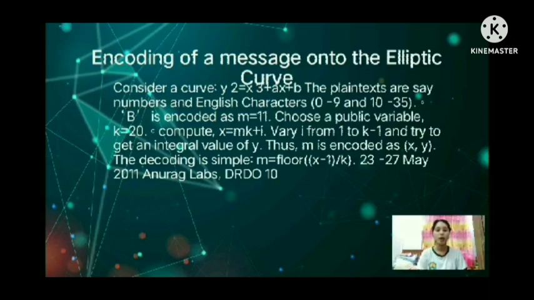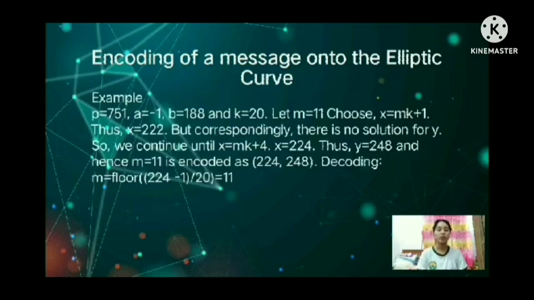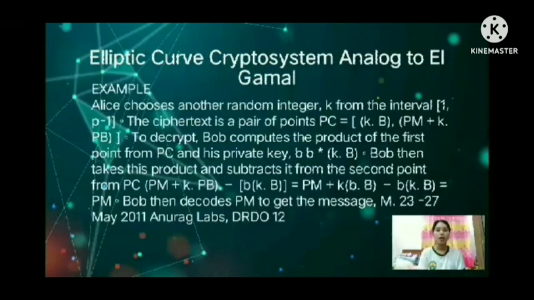Encoding of a message onto the elliptic curve. So here is the example of encoding of a message onto the elliptic curve. Elliptic curve cryptosystem analog to ElGamal. So the example is: Alice chooses another random integer k from the interval 1 to p minus 1.